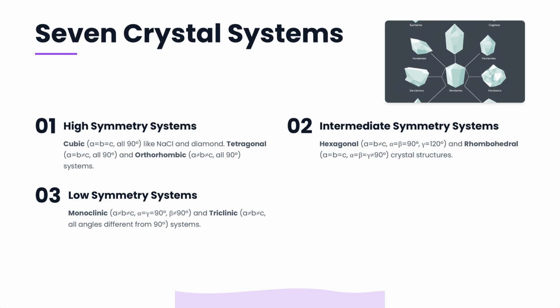Crystal systems classify all crystals based on their unit cell geometry. The 7 systems range from high-symmetry cubic systems like table salt and diamond to low-symmetry triclinic systems. Each system is defined by specific relationships between the 3 unit cell edge lengths and the 3 angles between them.